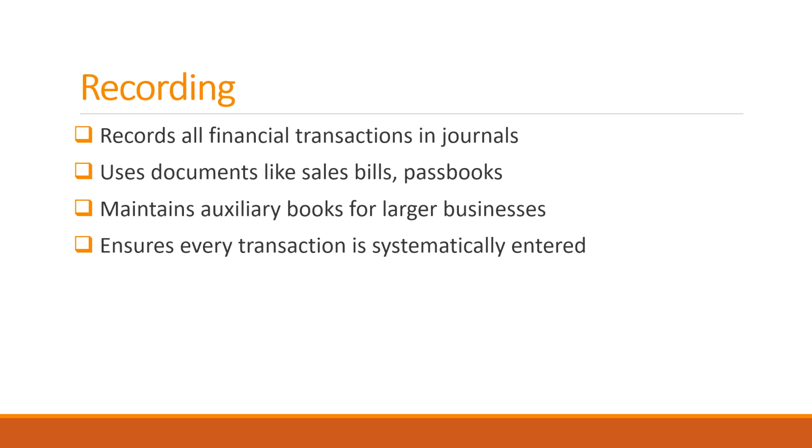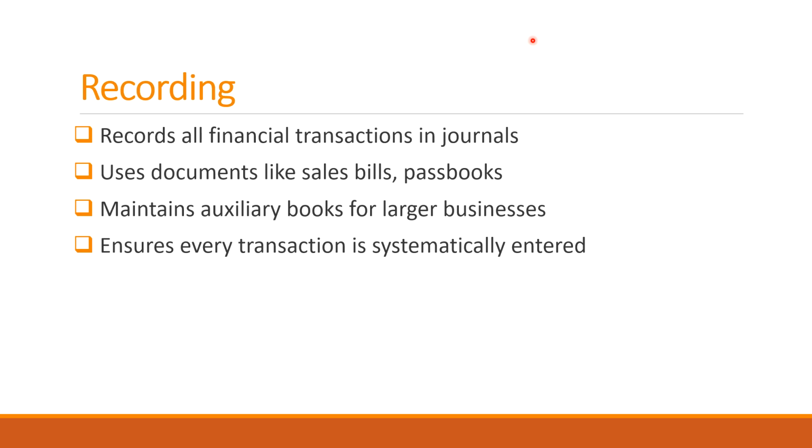It is the first and most fundamental step in the accounting process. It involves documenting every business transaction that occurs, whether it's a sale, a purchase, a payment, or any such financial activity. So these transactions are recorded in a document known as the journal. The journal is a detailed record that captures all financial activities in chronological order.